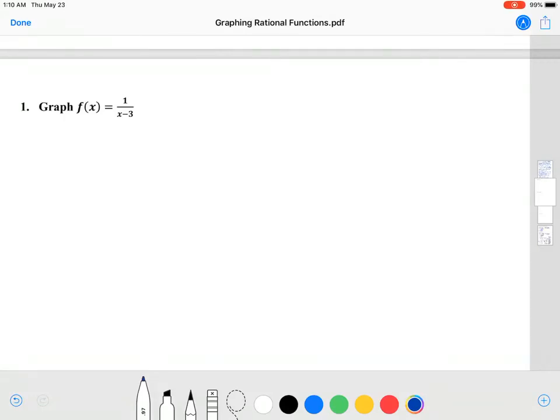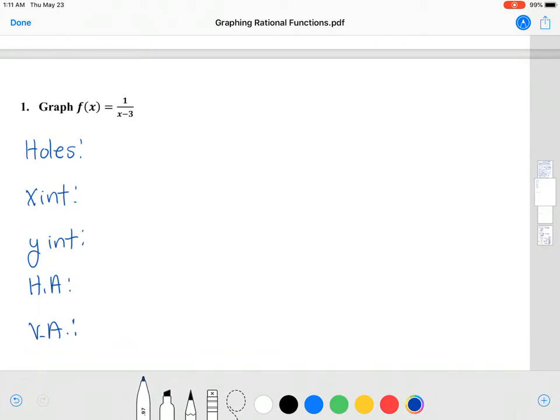Okay, first example for graphing a rational function. The things that we need to find: holes in the graph, x-intercept, y-intercept, horizontal asymptote, and vertical asymptote.